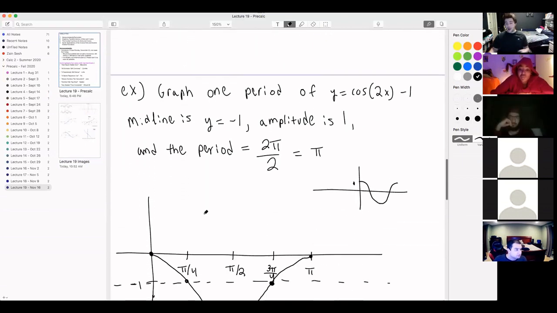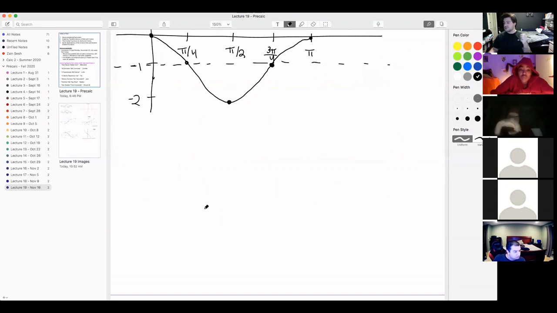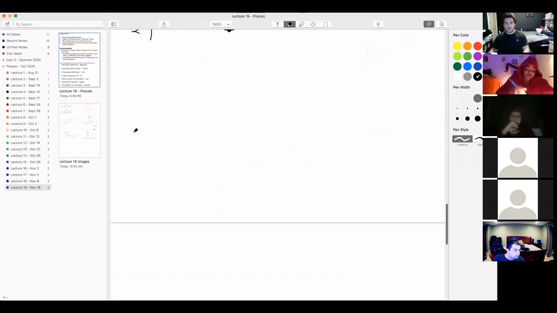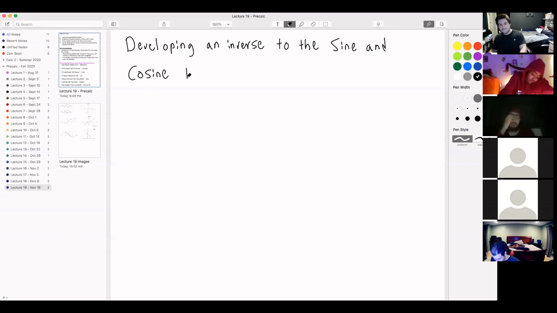All right, good. So now let's move on to the heart of tonight's class, and that's going to be the inverse trig functions. So let me just go to a new page. So, developing an inverse to the sine and cosine functions.